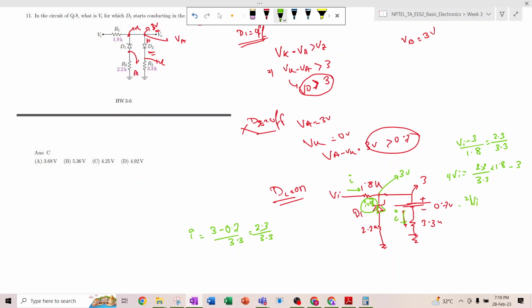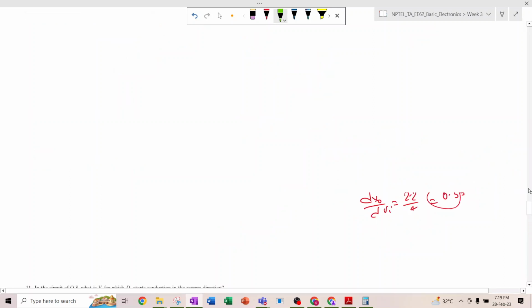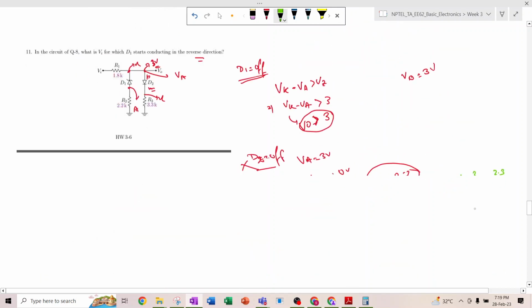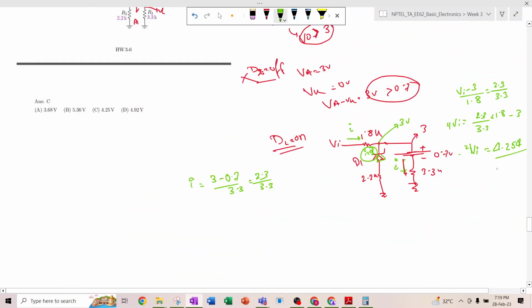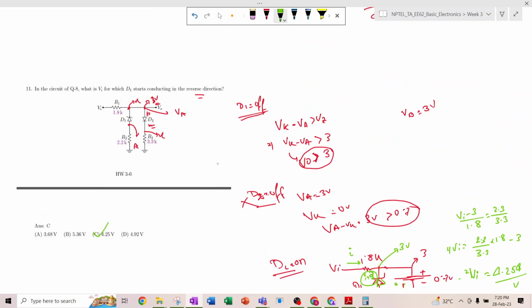So how much is it coming? Vi comes out as 4.254 volt. Okay, so the correct answer should be answer C. Yeah.